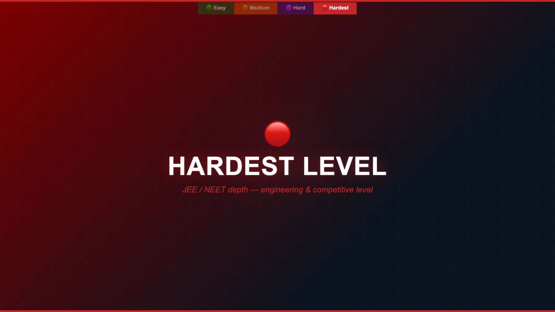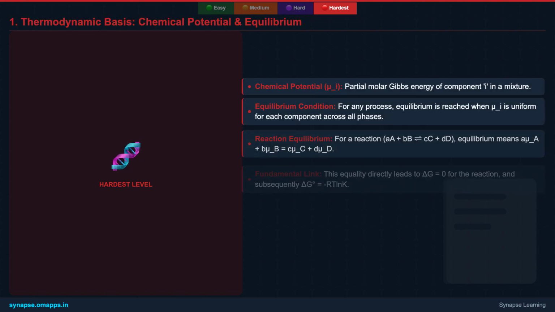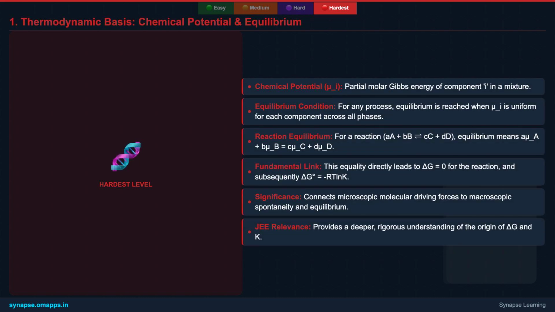We are now venturing into the most advanced aspects of Gibbs energy and equilibrium, including competitive insights, engineering applications, and biochemical relevance. At its most fundamental level, equilibrium is defined by the chemical potential. A system reaches equilibrium when the chemical potential of each component is balanced across phases or when the sum of chemical potentials for reactants equals that for products. This microscopic balance ensures that the macroscopic Gibbs energy change, ΔG, is 0.